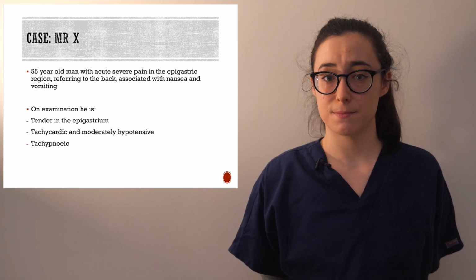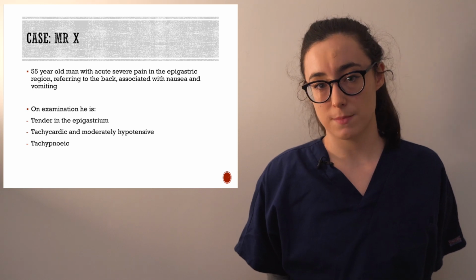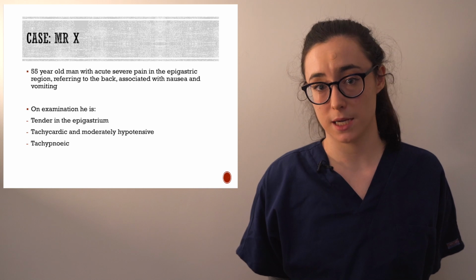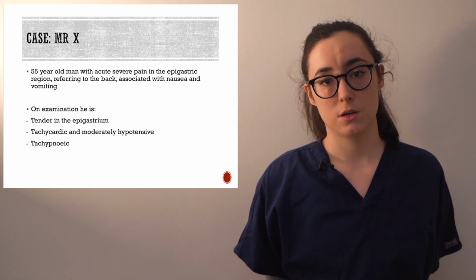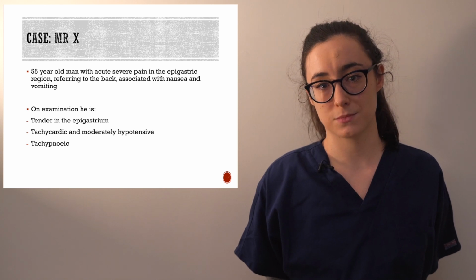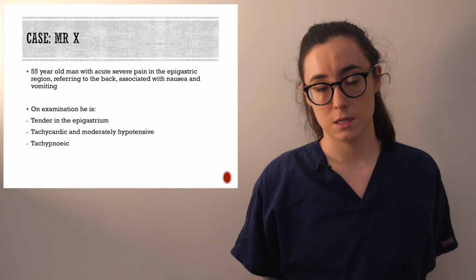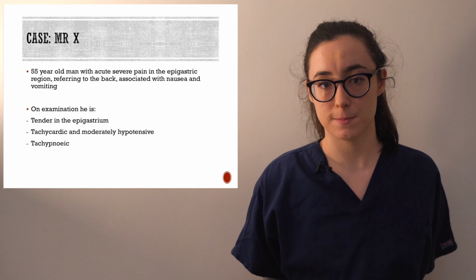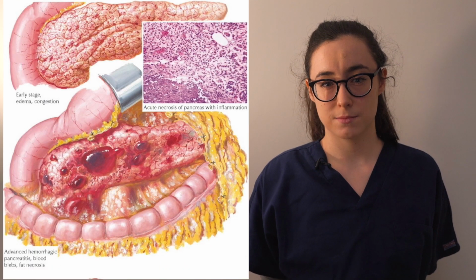So let's start with a case. Mr. X is a 55-year-old man who presents with acute onset epigastric abdominal pain, which radiates to the back and is associated with nausea and vomiting. On examination, he is tender in the epigastric region. He's hypotensive, tachycardic and tachypneic. We'll come back to the case.